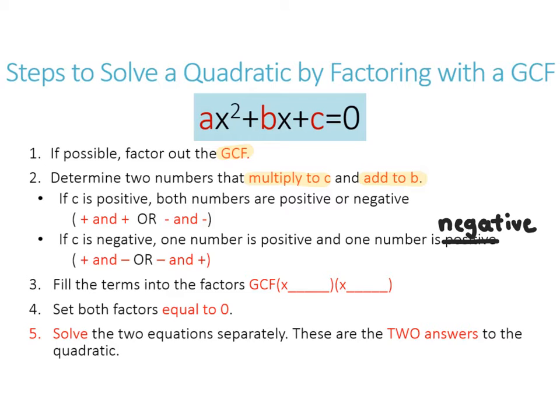So if c is positive, both numbers are positive or both negative, and if c is negative, one number is positive and one number is negative. So either a positive and a negative or a negative and a positive. Then you're going to fill the terms into the factors with the greatest common factor still in front, set both factors equal to 0, and solve the two equations separately, resulting in two answers.